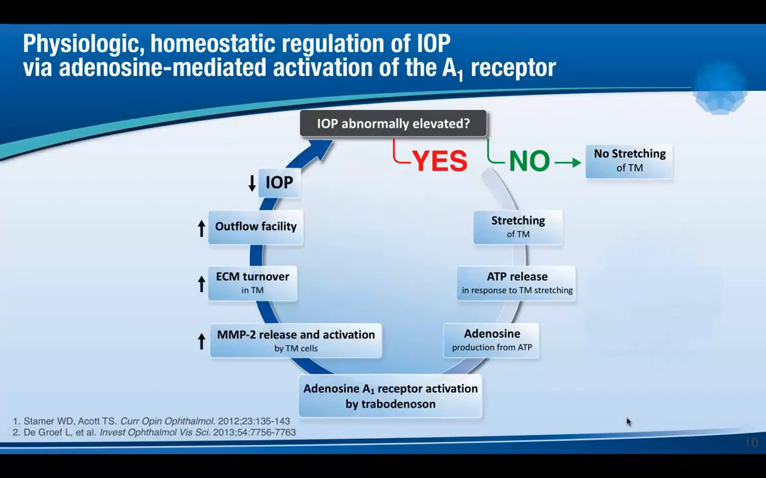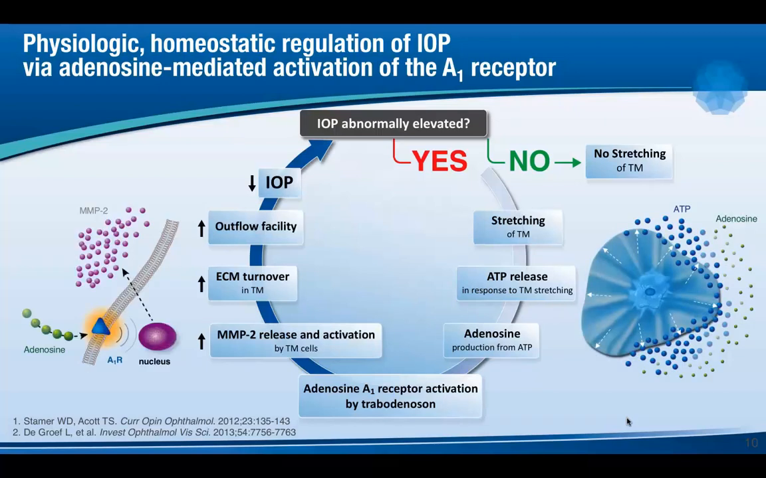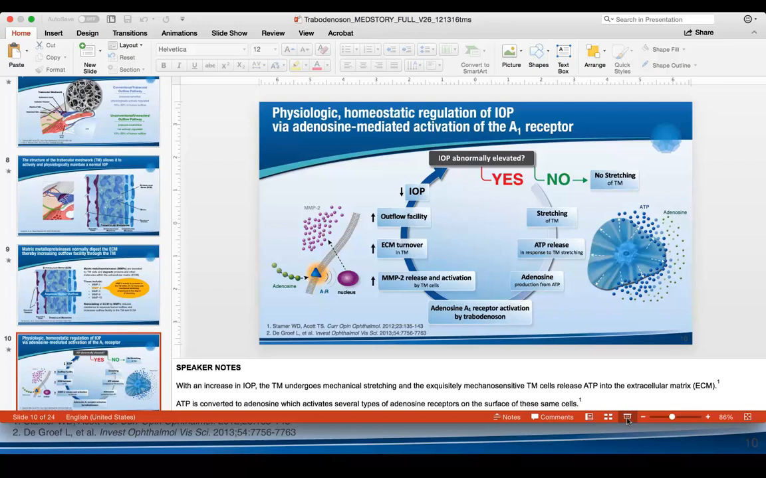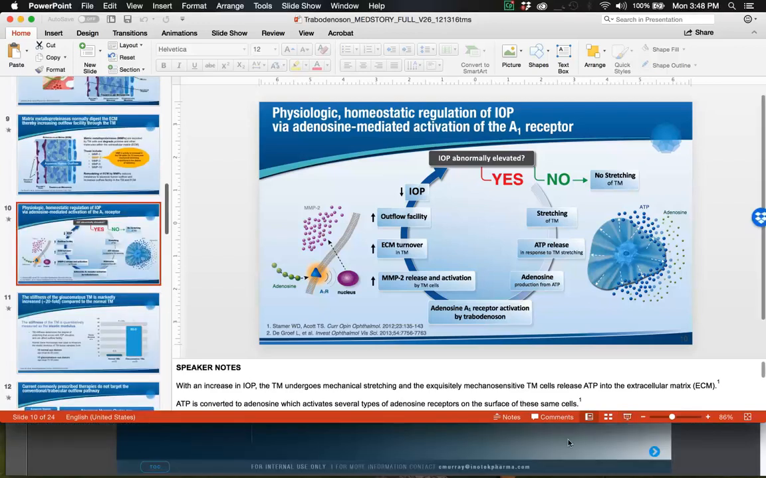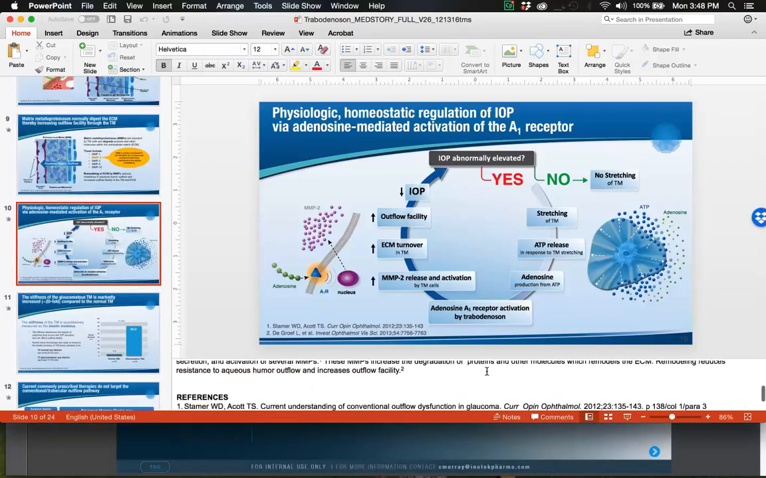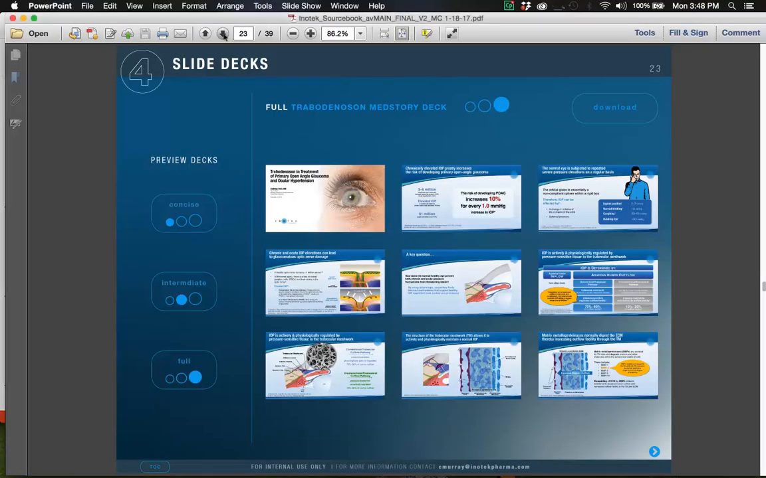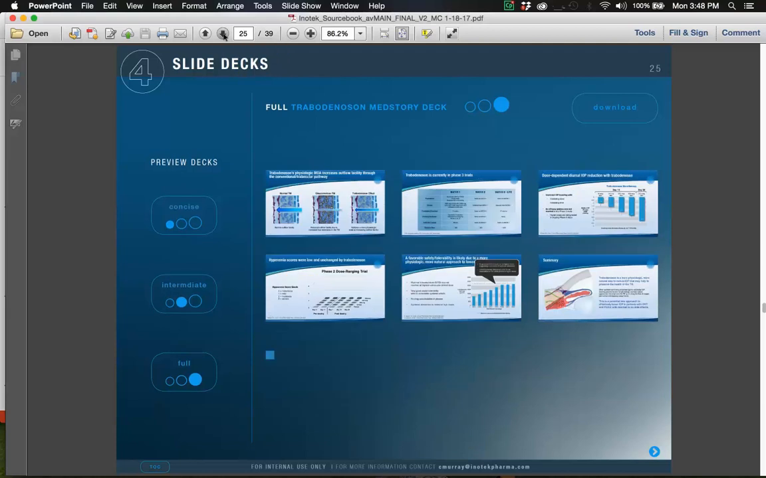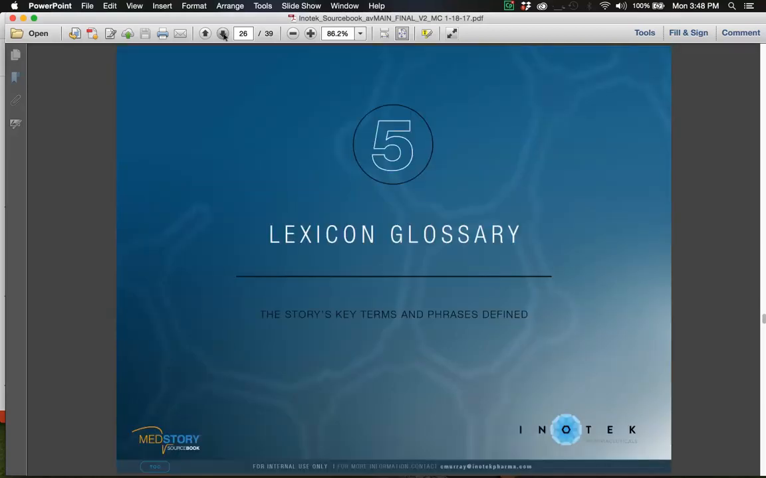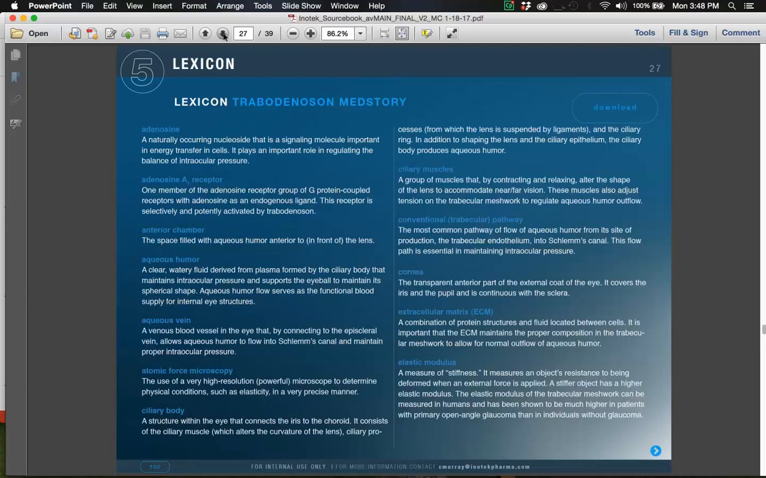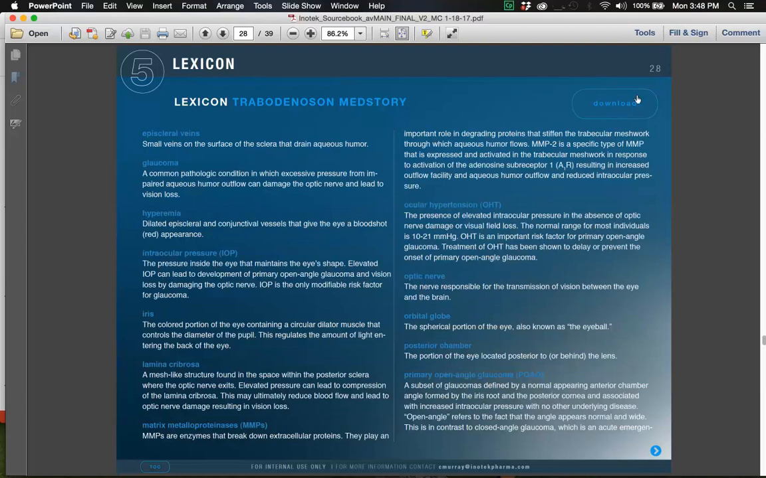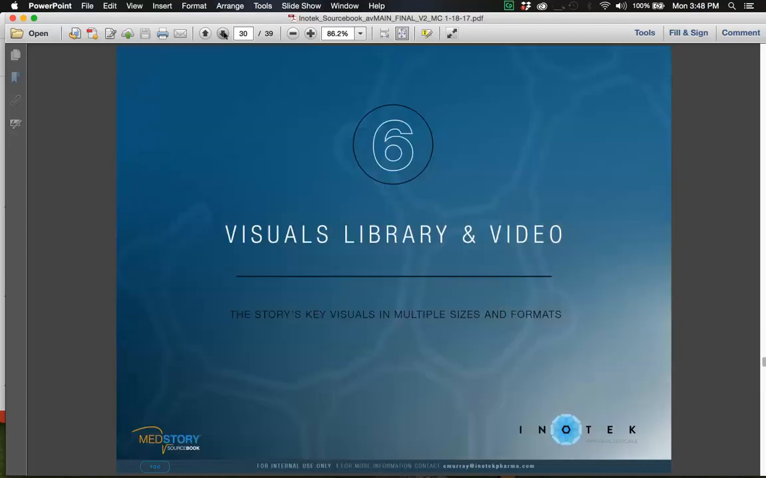This one has a lot of information on it, and every time we create a slide like this, we try to break it up and animate it so that it's easy for the user to present. And of course, like all of our slides, we have the speaker notes here and the references that people can draw from. So going back to the source book and moving forward through the next section, we then come to the lexicon glossary, which is the story's key terms and phrases defined here. And I could also get to a Word version if I were to click on that download button.